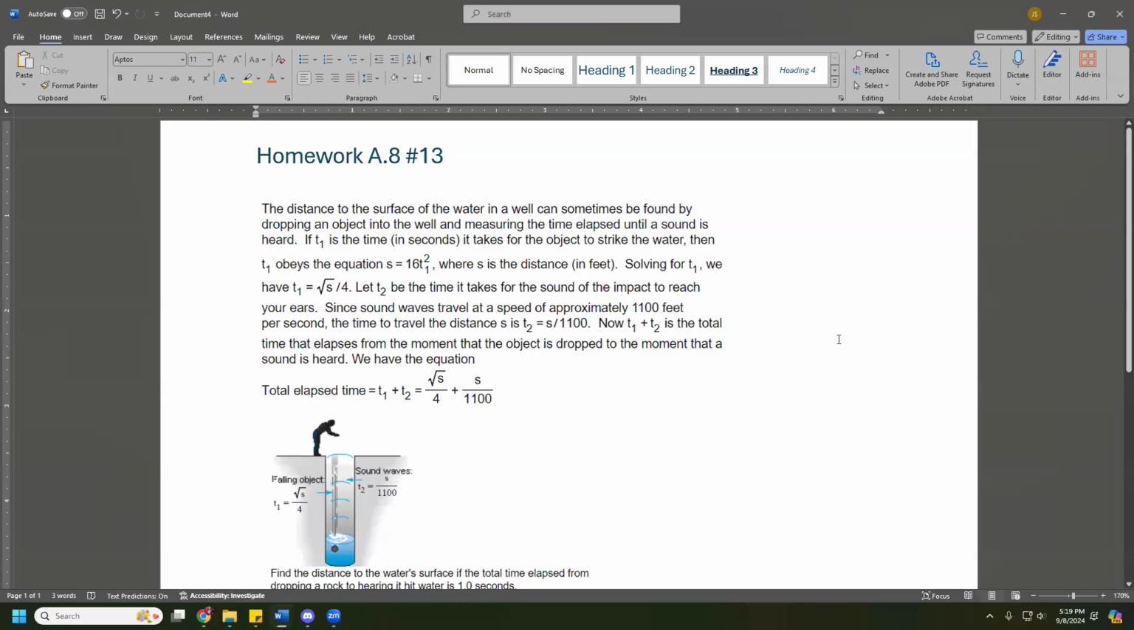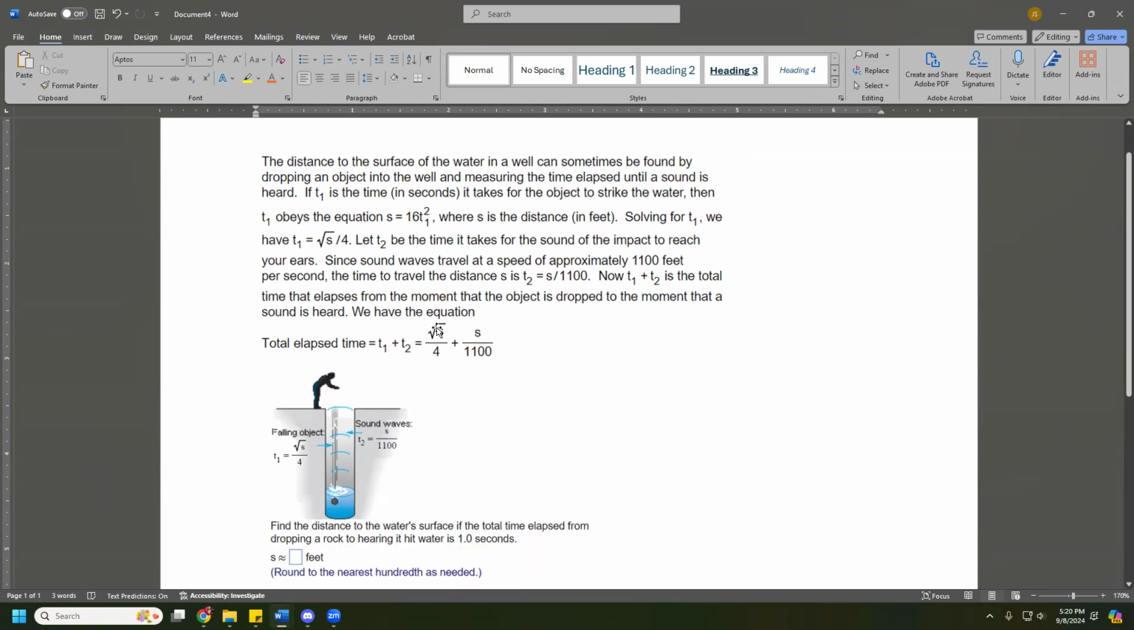Okay, this is how to do number 13 on homework A.8. This is the one involving the stone that is dropped into a well. Essentially, this entire section over here is explaining to you where this total elapsed time equation comes from and what S and T1, T2 represent.